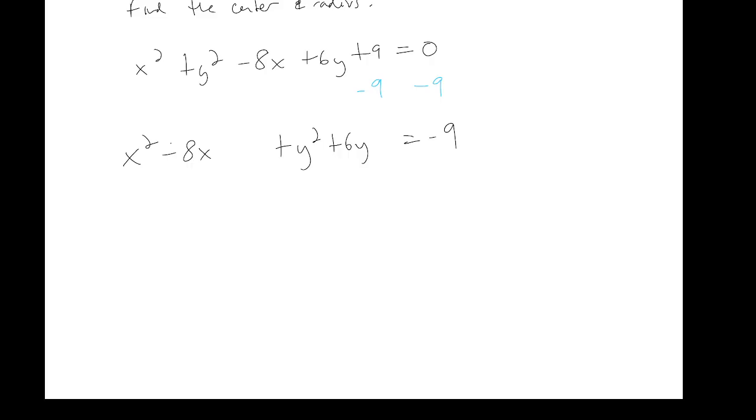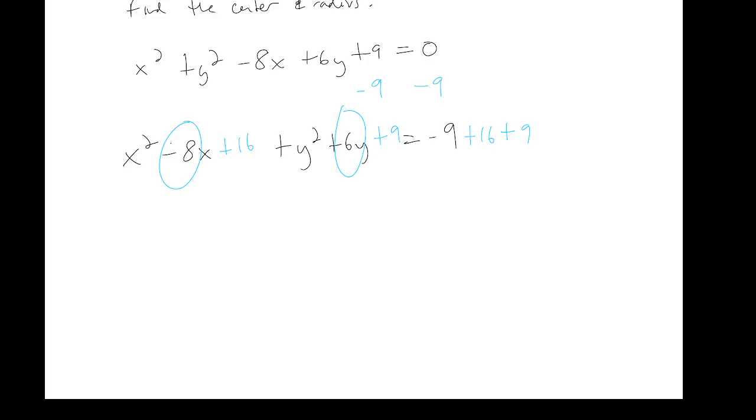Okay? So let's complete the square. Here's one b term, half it, and square it. Half of negative 8 is negative 4, and squared it is 16. Got to add it to both sides. And then I'm going to do my half it and square it, right? For 6, half of 6 is 3. 3 squared is 9. So I'm going to add 9 again.